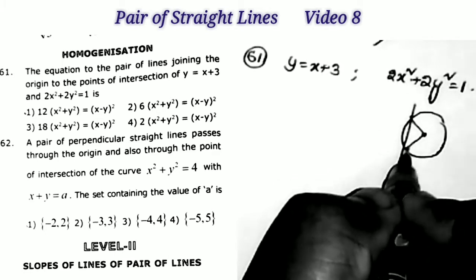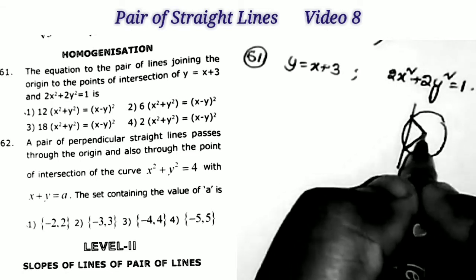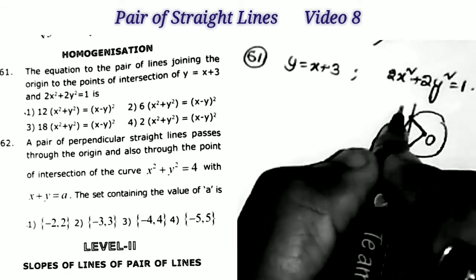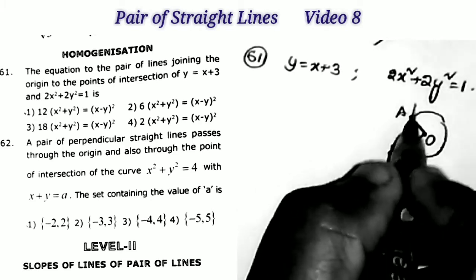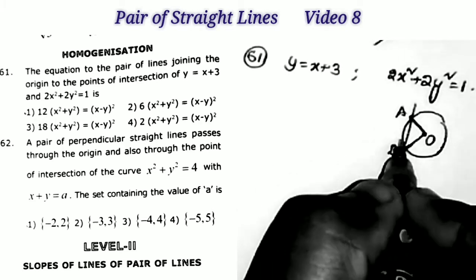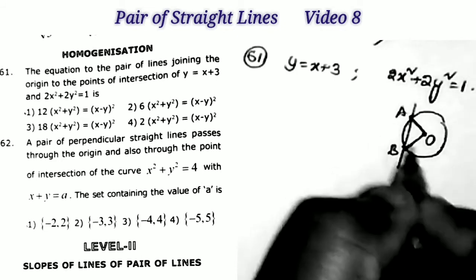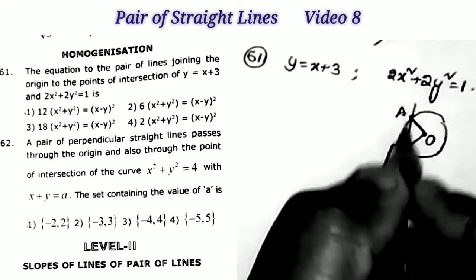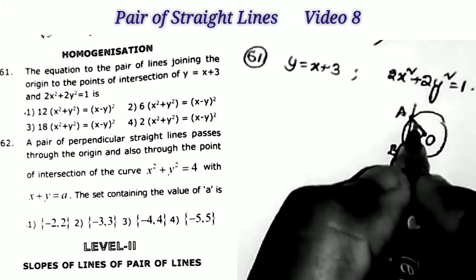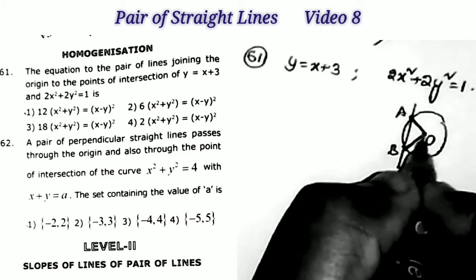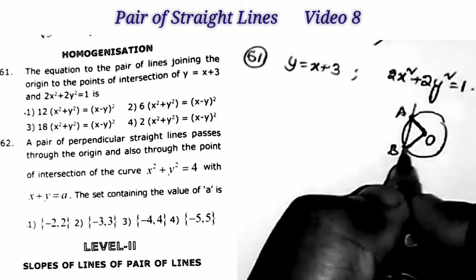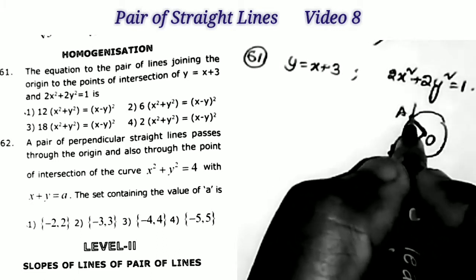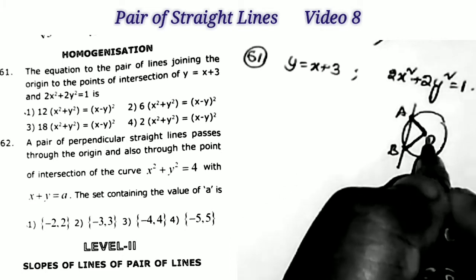We want the equations of the lines joining the origin to the points of intersection of the line and curve. Suppose A(a, b) is the point of intersection of the given line and given curve, and this is the origin. We want the combined equation of OA and OB. What are OA, OB here? These are the lines obtained by joining the points of intersection to the origin.